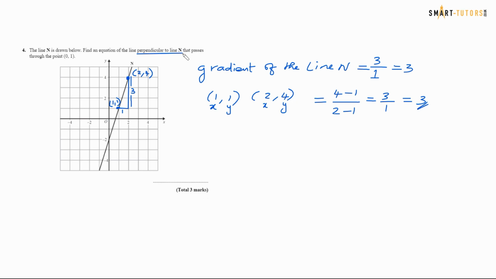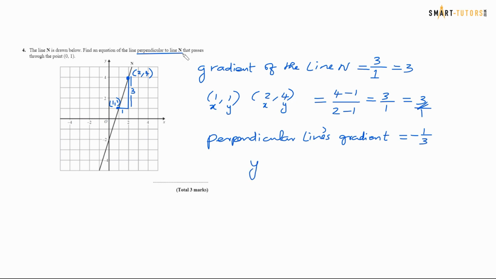So the perpendicular line's gradient is negative reciprocal. So negative reciprocal means you need to flip. So 3 over 1, if you flip, 1 over 3.